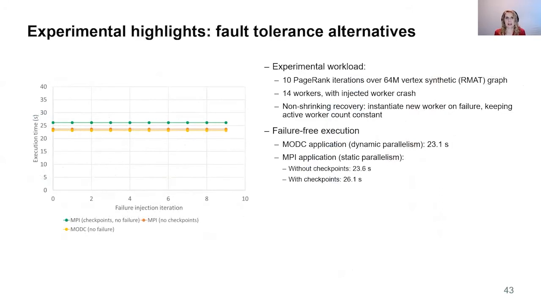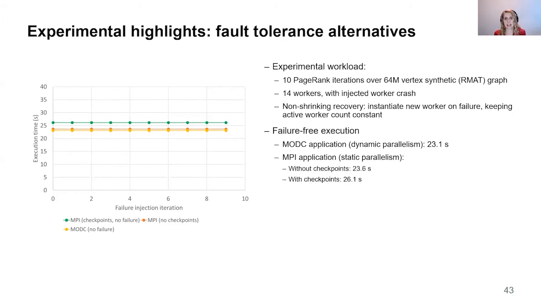So to compare the different fault tolerance alternatives, we're going to run Pagerank for 10 iterations, and we're going to inject failures in certain iterations. And our assumption here is that we're doing non-shrinking recovery. So there's a hot standby worker that's ready to take the place of the failed worker, so that we always have a constant number of workers operating on the algorithm. What you see in the graph here is, on the x-axis, the iteration where we injected the fault, and the y-axis is the overall execution time, including the time to handle failures and any recomputation that's necessary to complete the 10 iterations of Pagerank.